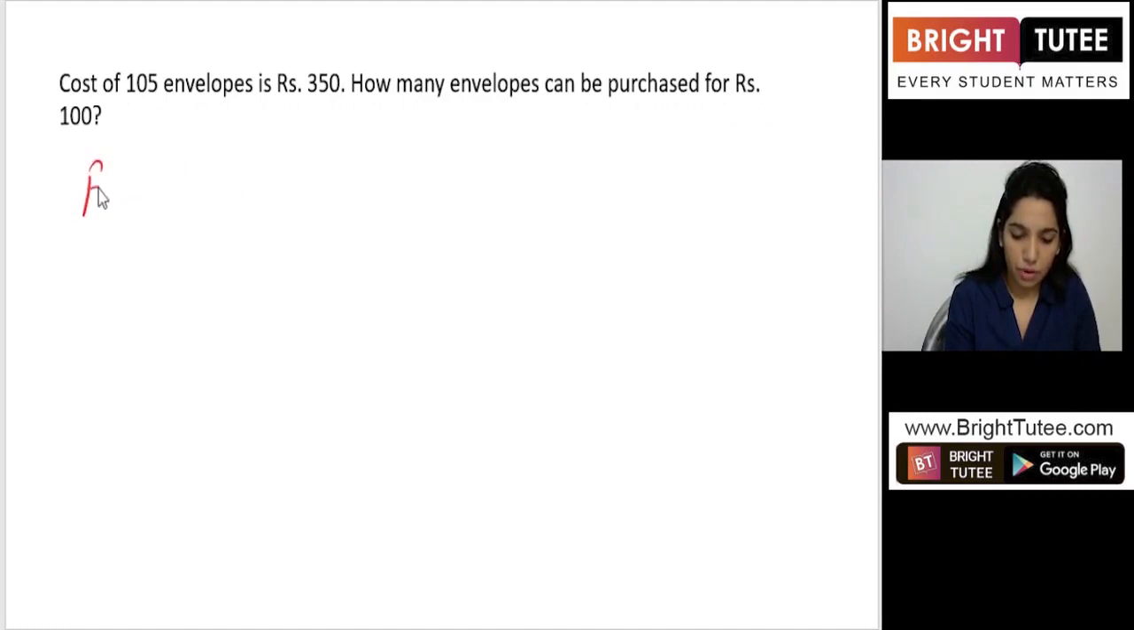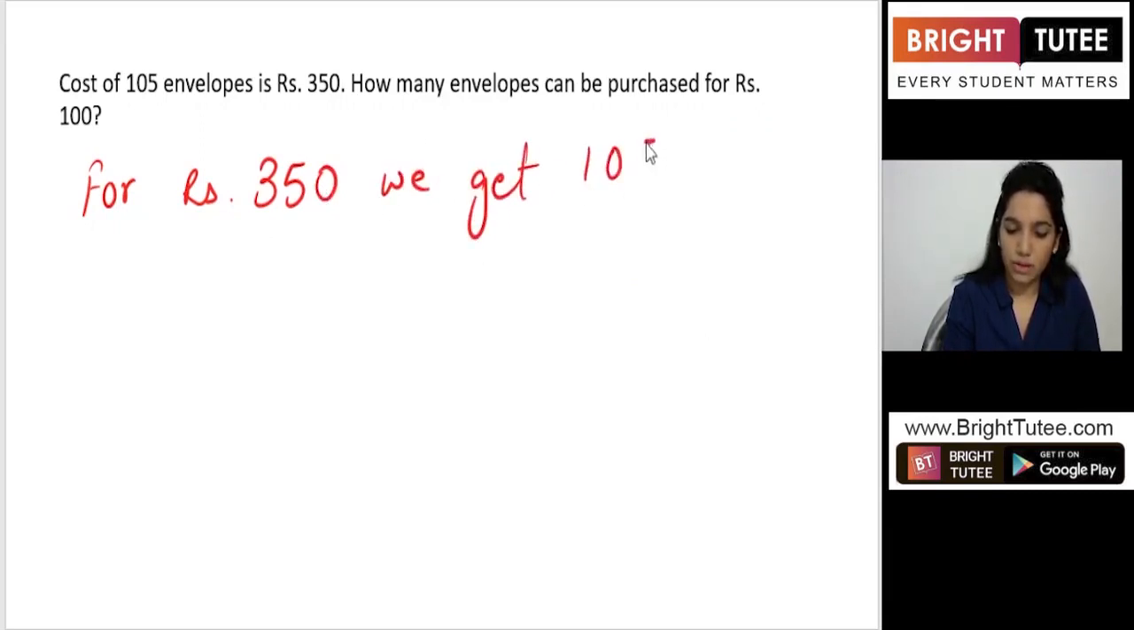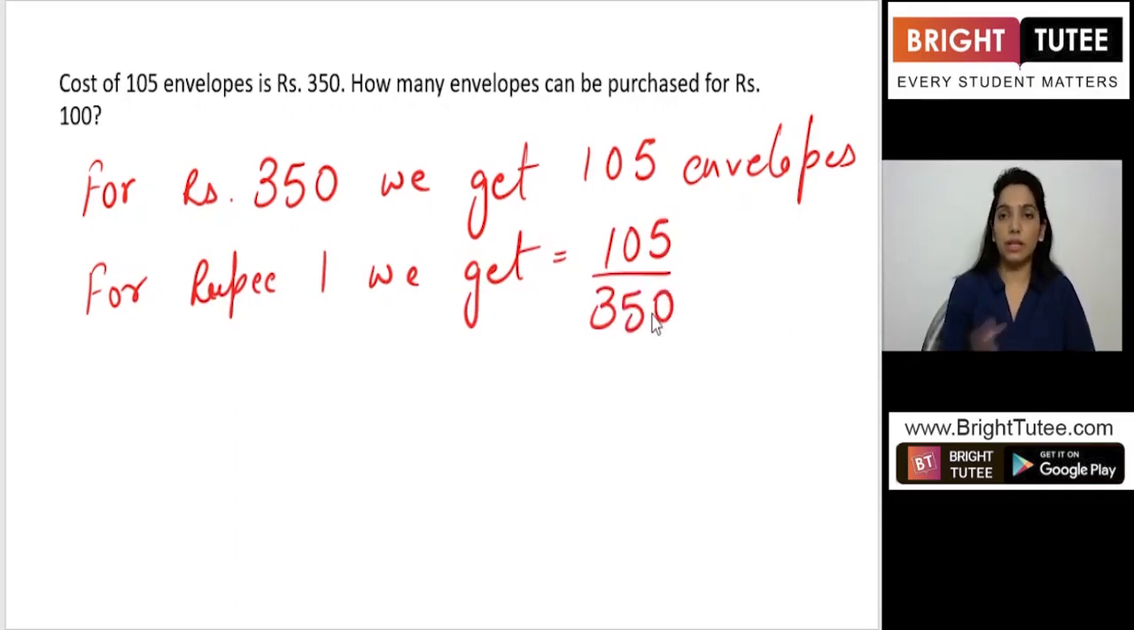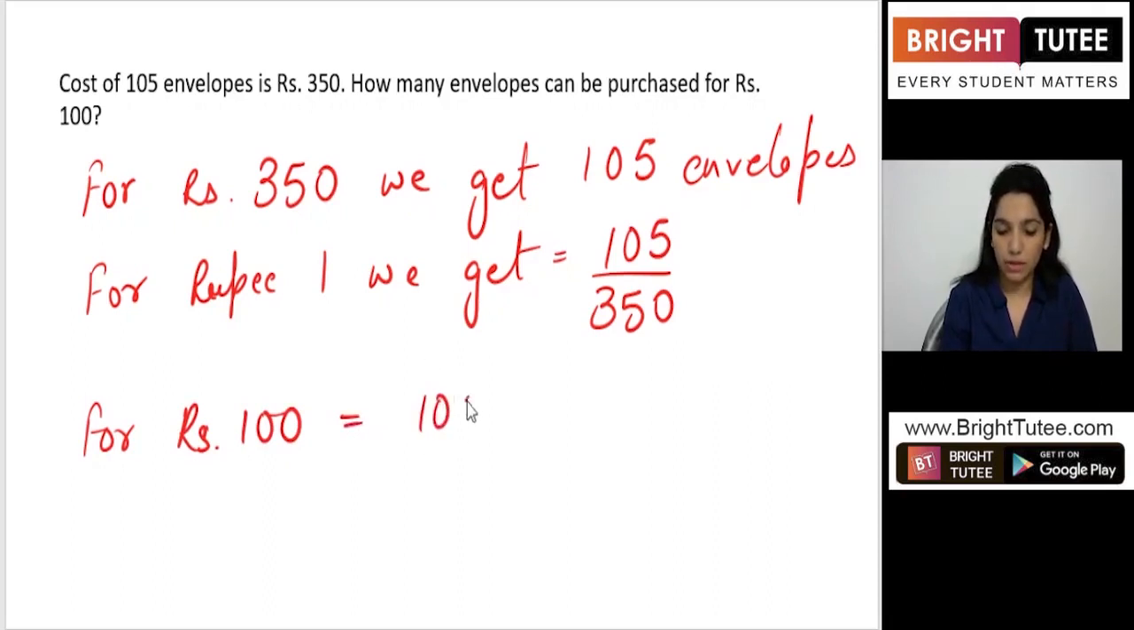So let us write: for rupees 350, we get 105 envelopes. Okay, for rupee 1, we get how many envelopes? It will be 105 over 350. Okay, let's just keep it here. Let's not solve it. Now let us see for rupees 100, how much are we going to get? It will be 100 multiplied by 105 over 350.